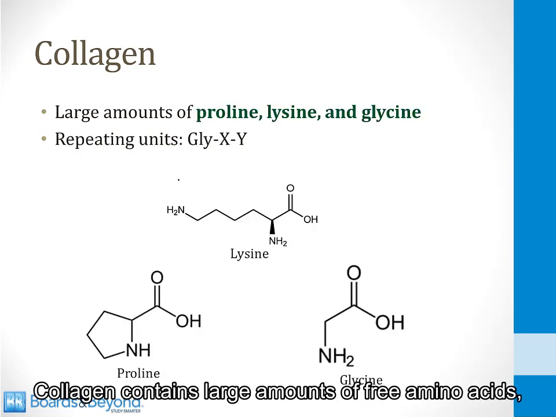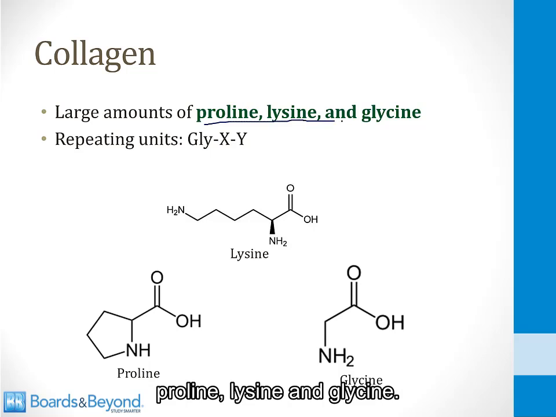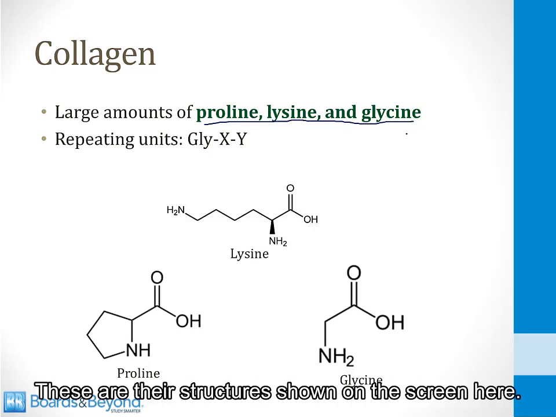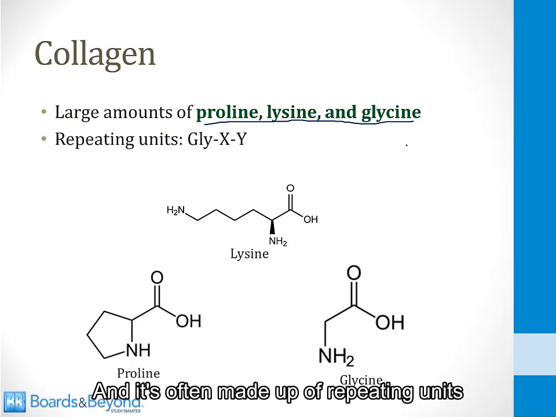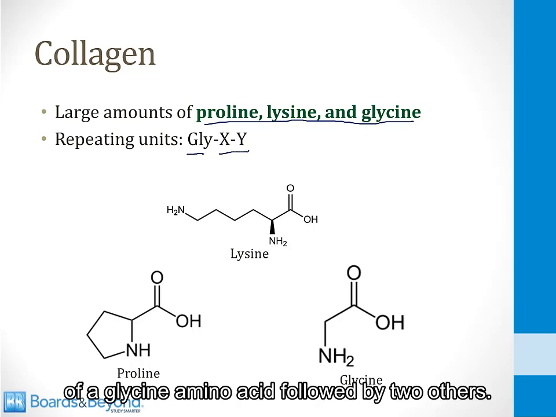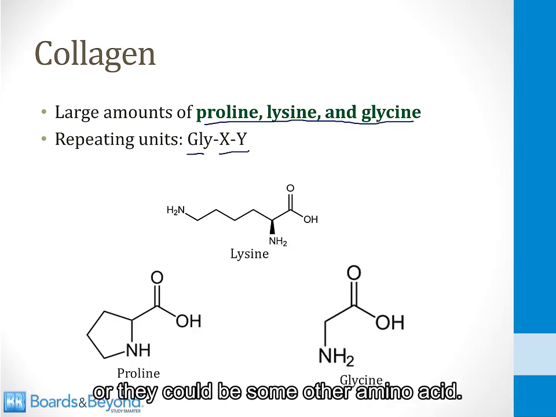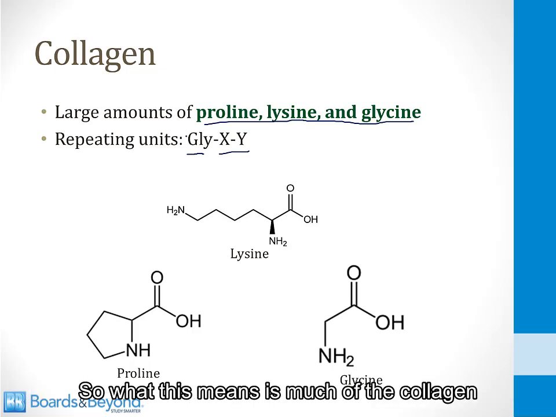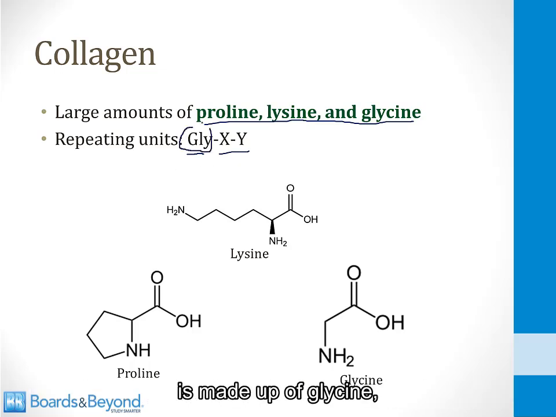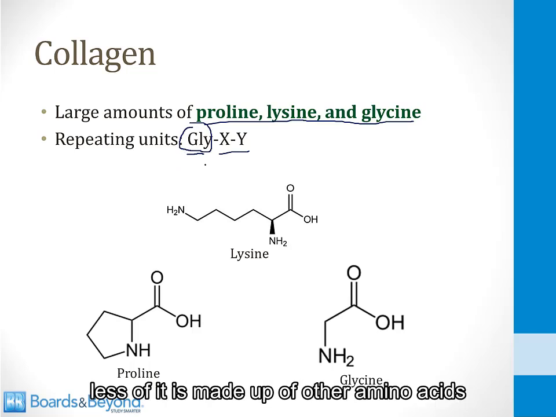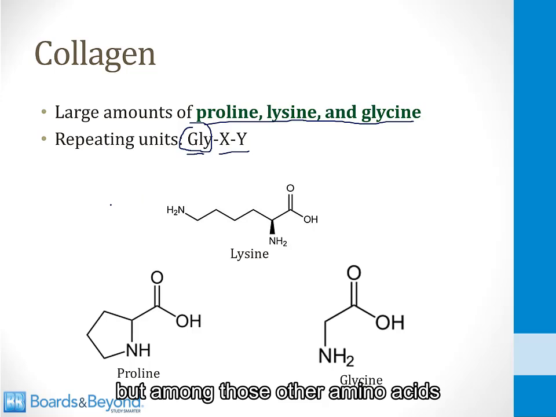Collagen contains large amounts of three amino acids: proline, lysine, and glycine. These are their structures shown on the screen here. It's often made up of repeating units of a glycine amino acid followed by two others. The two others may be proline, or they could be lysine, or they could be some other amino acid. So what this means is much of the collagen is made up of glycine, less of it is made up of other amino acids, but among those other amino acids, proline and lysine are very common.